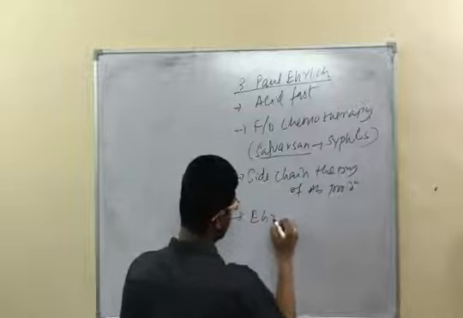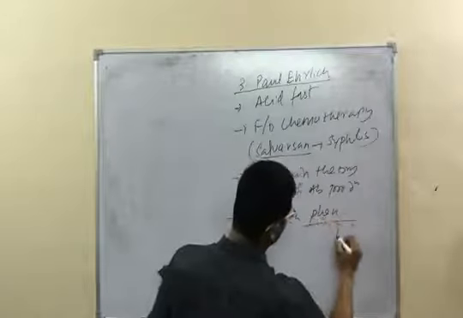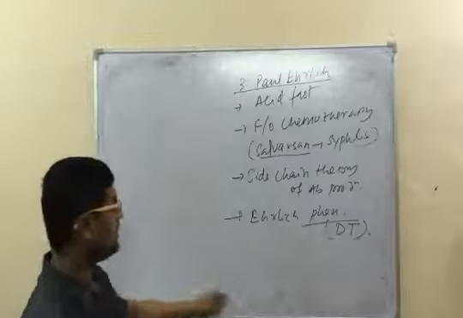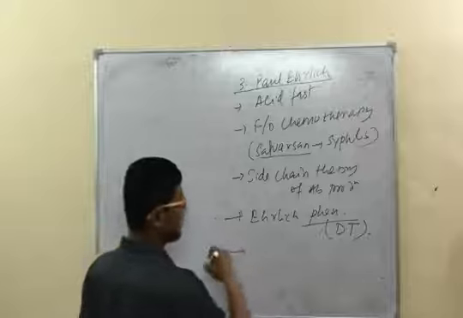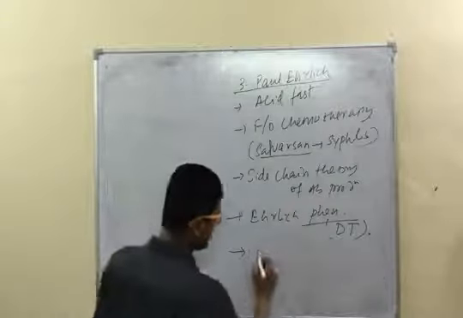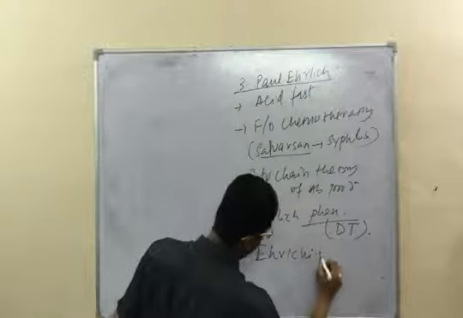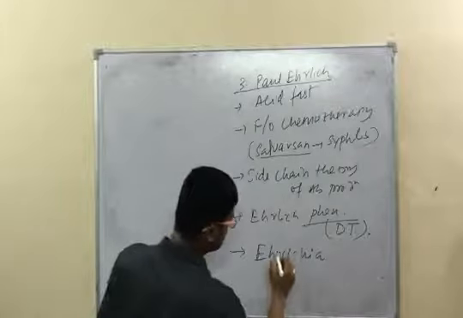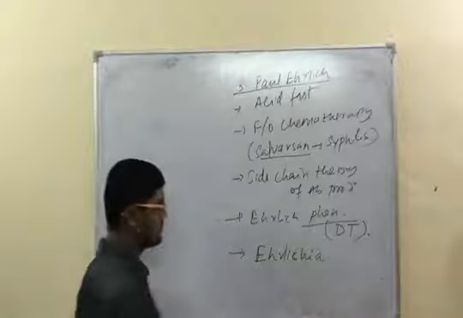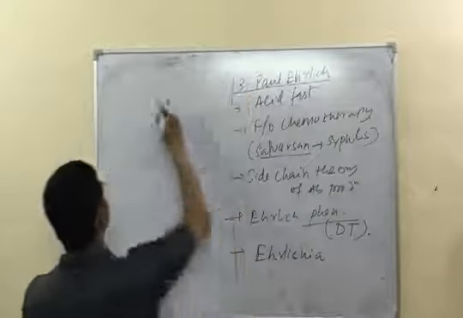Ehrlich phenomenon, which is a toxin-antitoxin phenomenon, especially demonstrated for diphtheria toxin. This was experimented on diphtheria toxin, so it was known as Ehrlich phenomenon. Ehrlichia is a rickettsia group of microorganism which was named after Paul Ehrlich. Okay, so these are the various contributions of Paul Ehrlich.